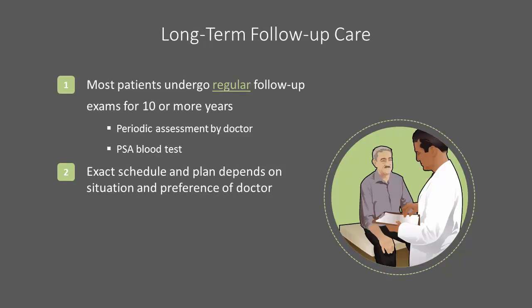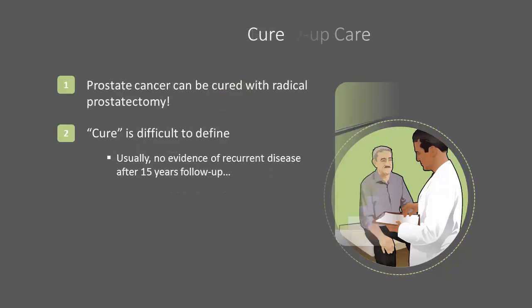Most prostate cancer patients undergo a regimen of regular follow-up examinations after surgery, including periodic assessment by a physician and PSA blood tests. The exact schedule of follow-up visits will depend on your specific clinical situation as well as the preference of your doctor. Initially, it may be every 3 to 6 months, then spread out to every year if the cancer appears to be under good control.